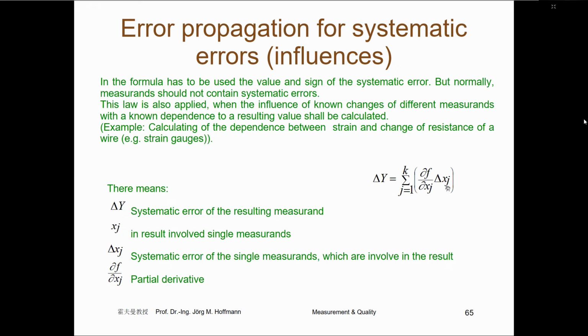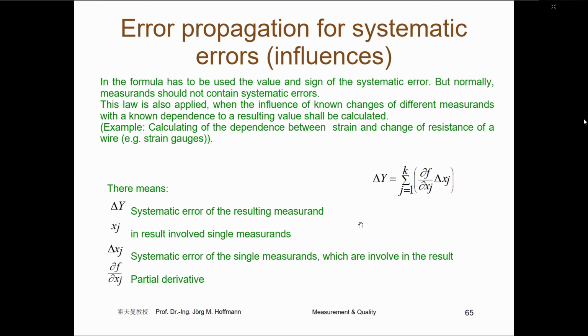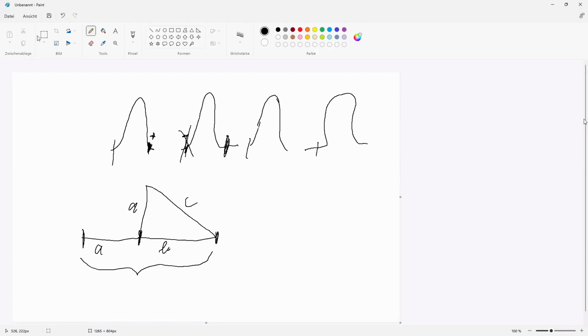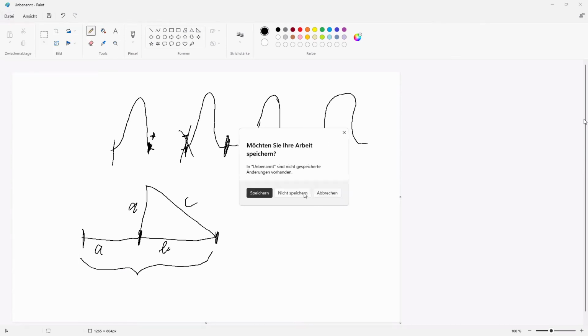But when this error is not an error but an influence, then it is important to calculate the resulting influence. I have skipped this because it is too much, but I can show you this here.